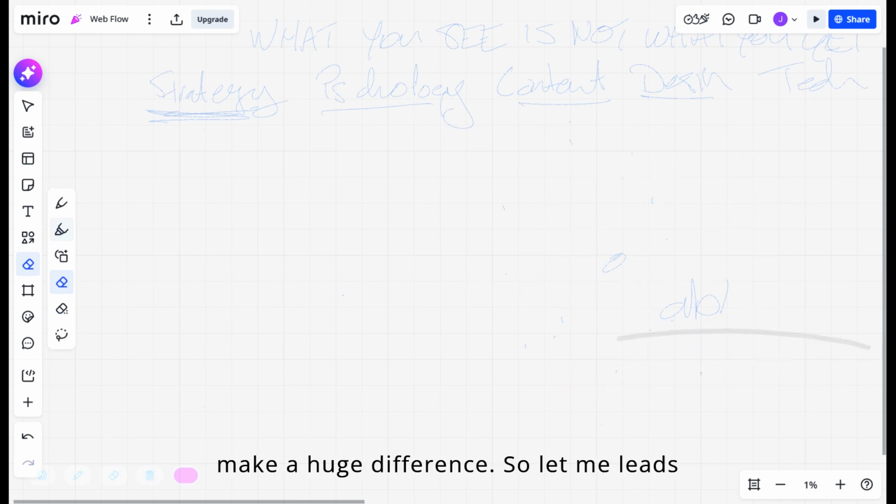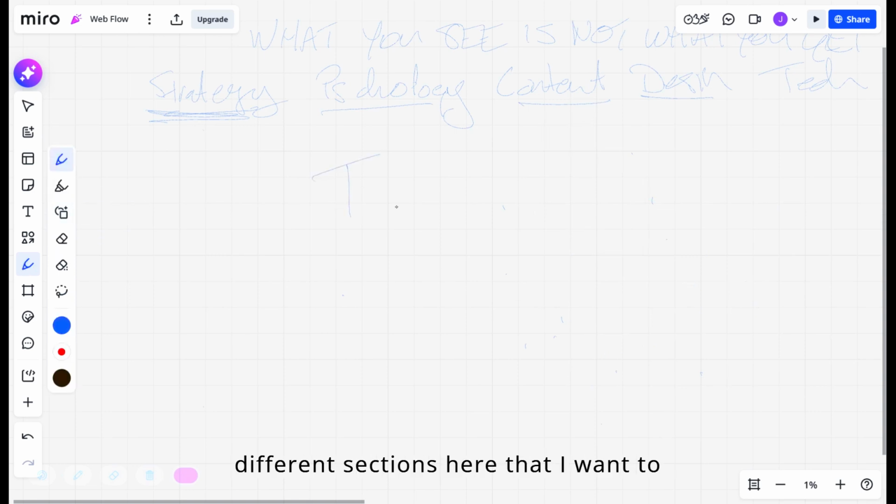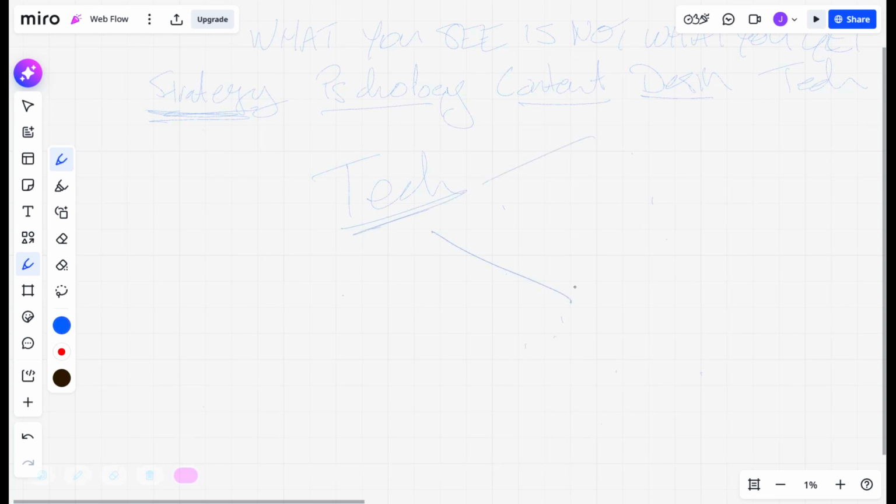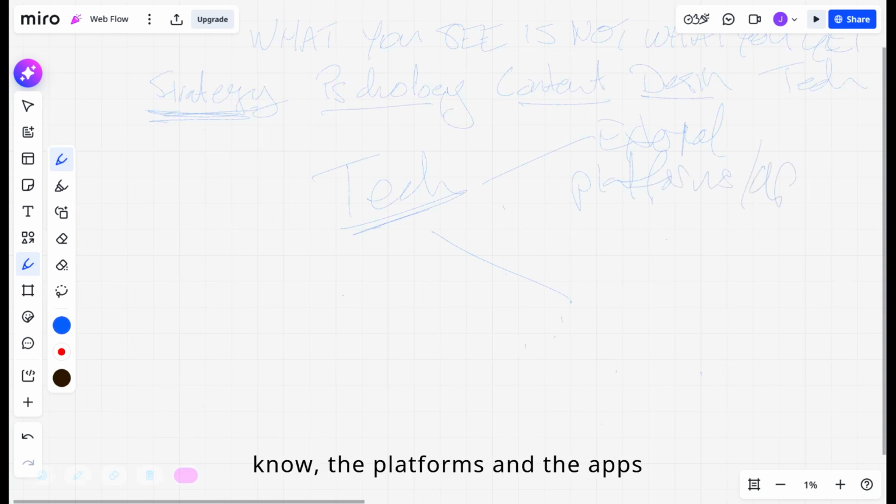So that leads on to the last piece, which is our tech. There are really just two different sections here that I want to talk about in the tech. There's the external tech, which is the platforms and the apps that you're using. And I find a lot of the time, this is actually quite a good example.